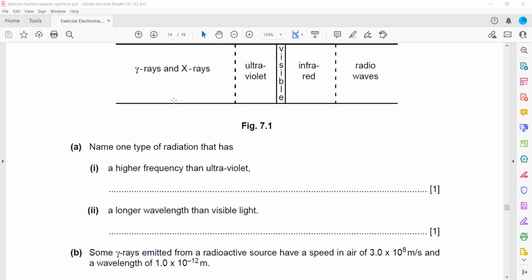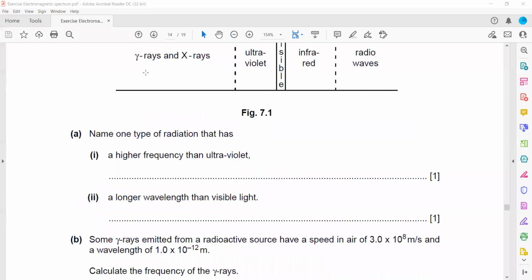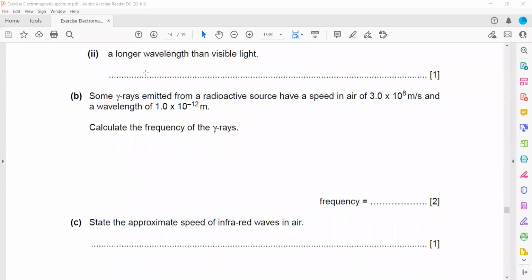Then which is having a longer wavelength than visible? So longer wavelength than visible, because this part of infra, micro and radio part, they have the longer wavelength. So what we'll write is the radio waves. Even I can write infra, that is also a right answer because they all have higher wavelength than visible.